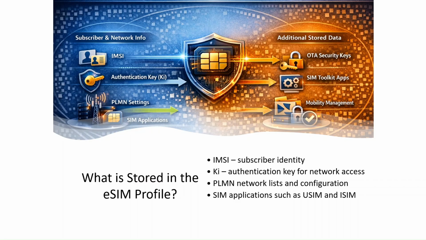Another critical element is the authentication key, known as Ki. This secret key is used during network authentication procedures, such as the AKA authentication protocol. The key is never exposed outside the secure element. The profile also contains network configuration parameters. These include preferred networks, the home public land mobile network, and lists of forbidden networks.